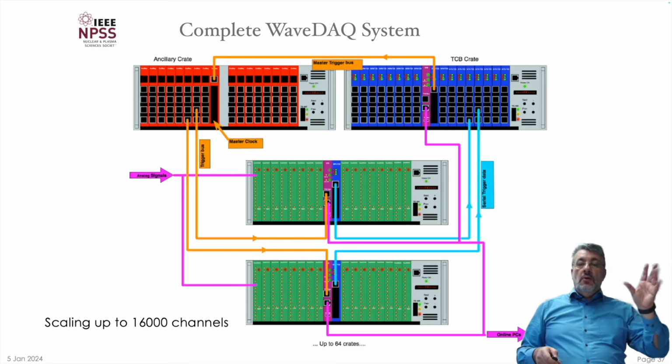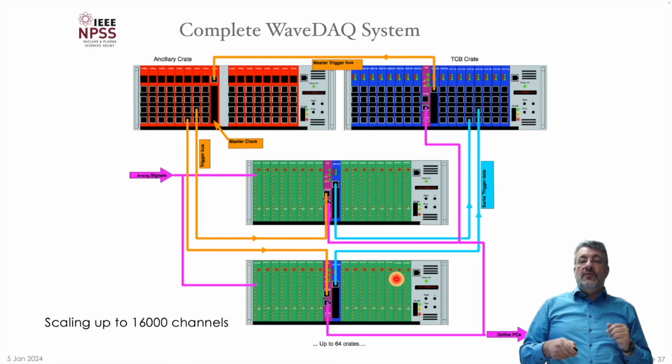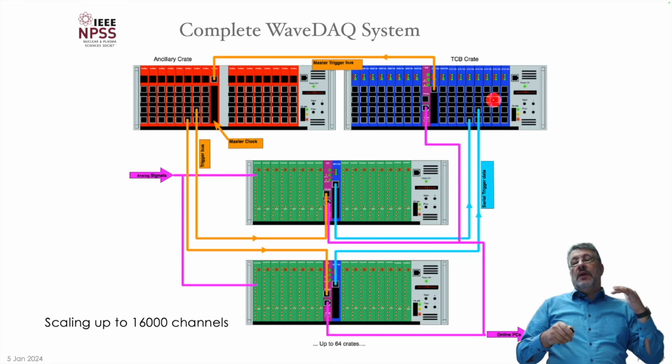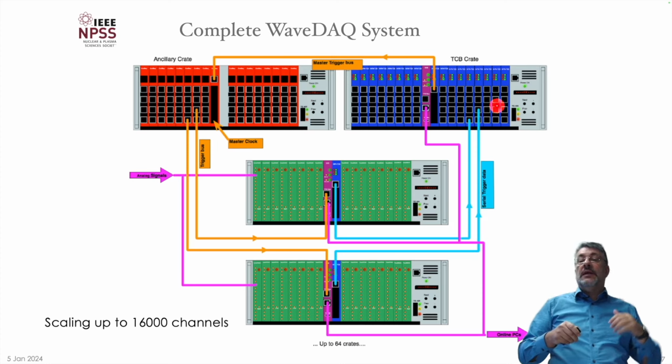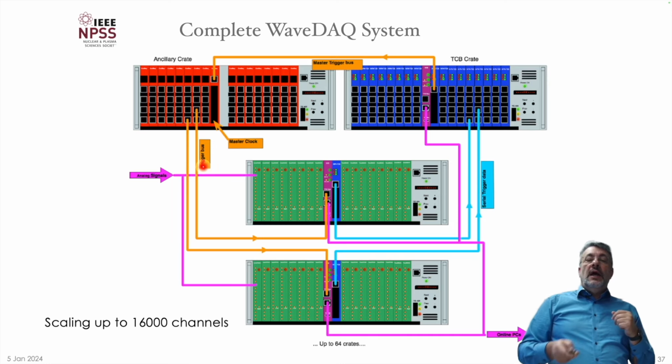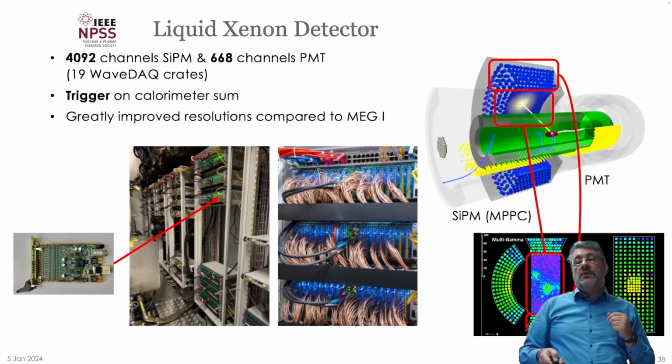This is how the whole system in MEG 2 looks like. So we have the WaveDuck crates here. In the MEG 2 experiment it's like now 9,000 channels, but it would scale up to 16,000 channels if one would need that. We have a local trigger. The trigger information gets passed to a global trigger here, which makes, for example, a cut on the calorimeter by adding up signal from 4,000 channels from the calorimeter and then putting an energy threshold on the calorimeter. On the other side, we have then the trigger and clock distribution crate, which sends the trigger and the clock via bus to all the 37 crates we have in the MEG 2 experiment.